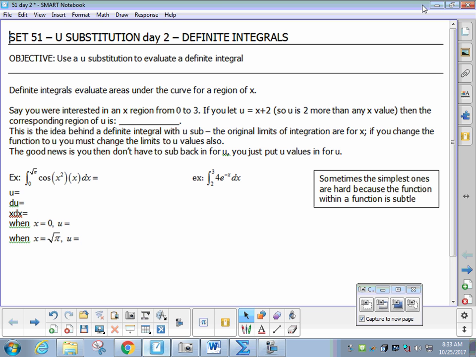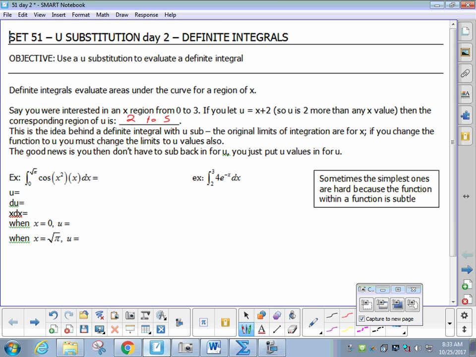If I told you x is some graph and I'm defining it as only the region from 0 to 3, it's the part I care about, right? And I later on told you, okay, u is based off x, but u is x plus 2. In other words, u is 2 more than any x value. If x is from 0 to 3, then u would be from, I don't know, somebody say, all right, u is more than 2 more than every x value. So if x is 0 to 3, then u is 2 to 5. Okay, there you go.